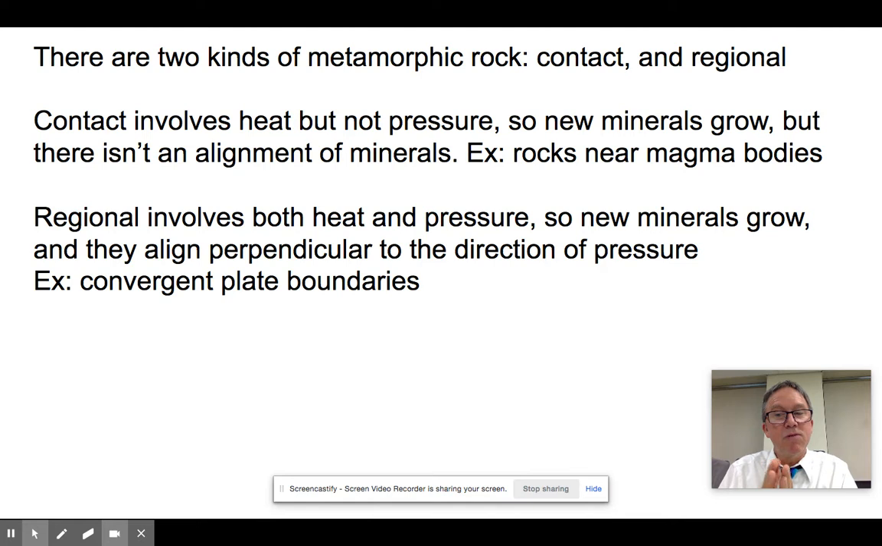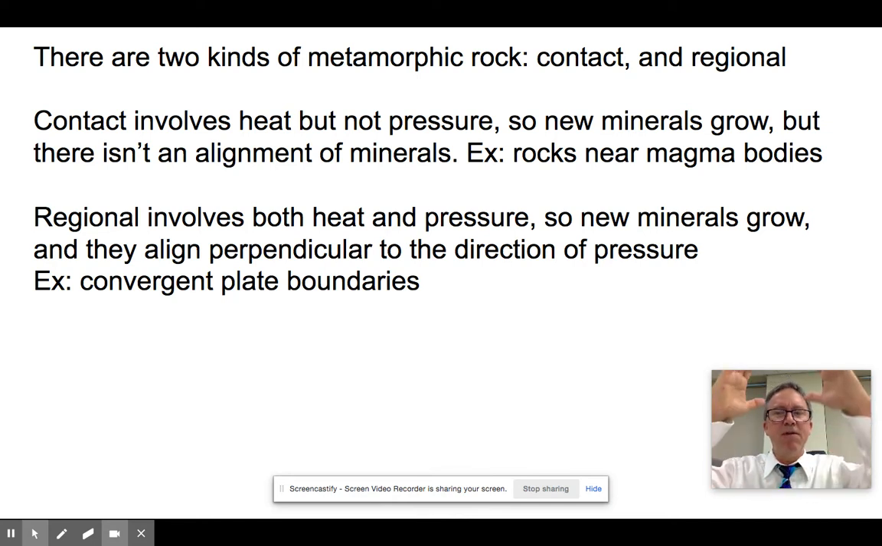It's not just those things that are directly in contact, within a few meters of this magma body, but over the course of hundreds, thousands of kilometers, like here in Korea. And what we find there usually involves both heat and pressure. And these usually form as a result of the compressive forces associated with convergent plate boundaries.